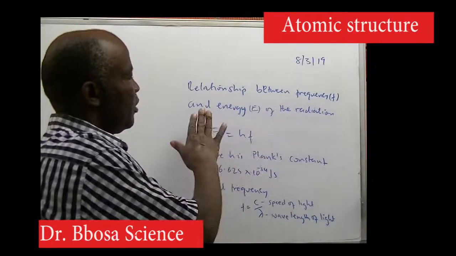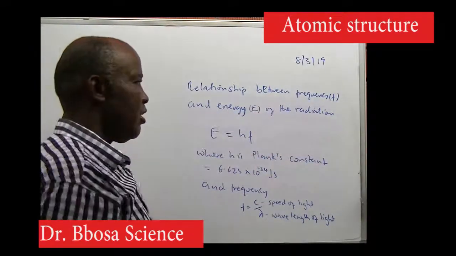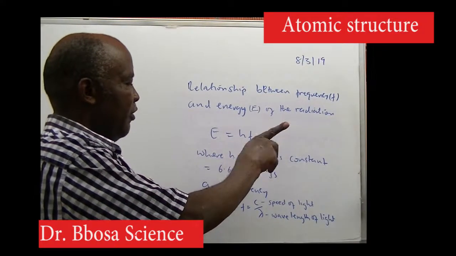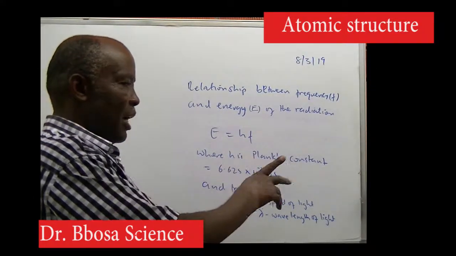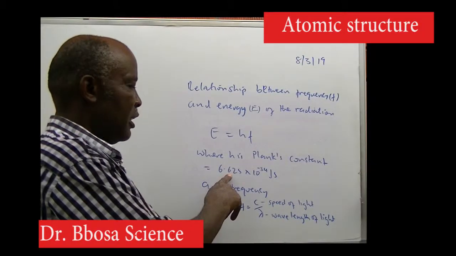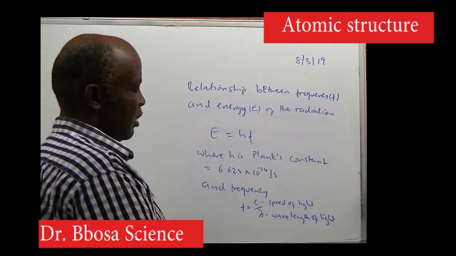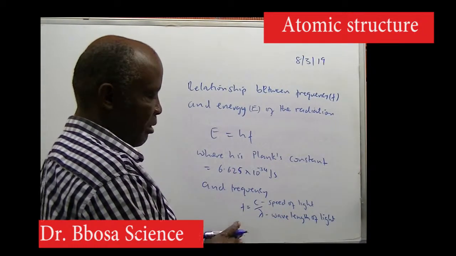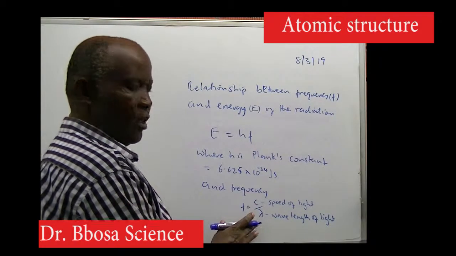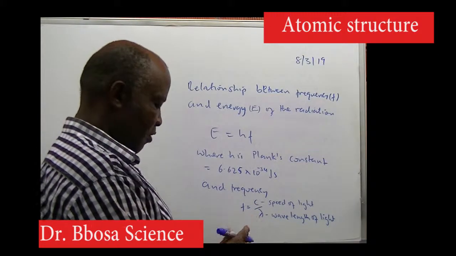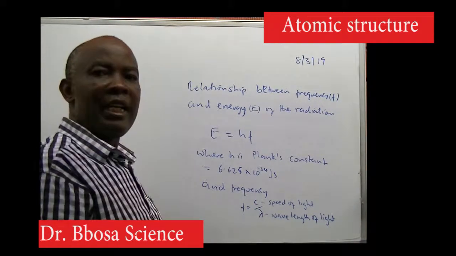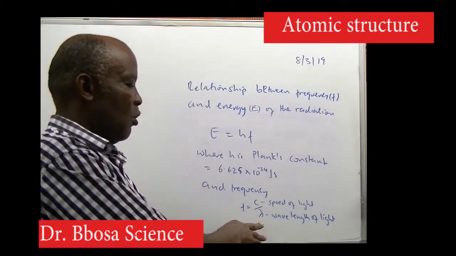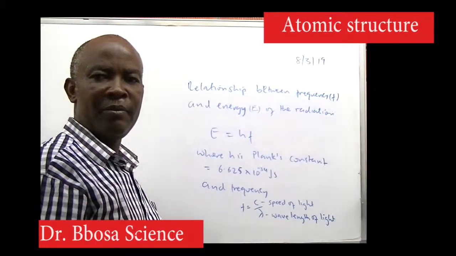Relationship between frequency and energy of radiation is considered in E = hf, where h is Planck's constant, equal to 6.625 × 10^-34 joule seconds, and frequency can also be expressed as the speed of light over the wavelength of light. So we can characterize a radiation in terms of energy, frequency, or wavelength.